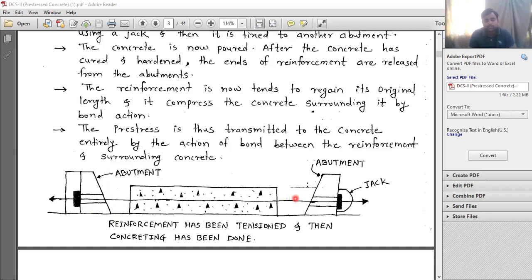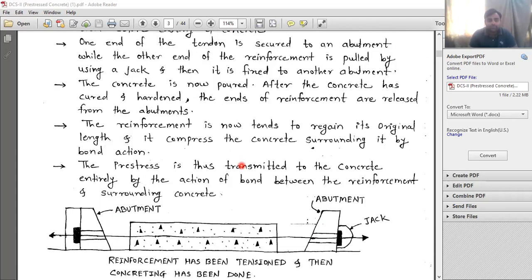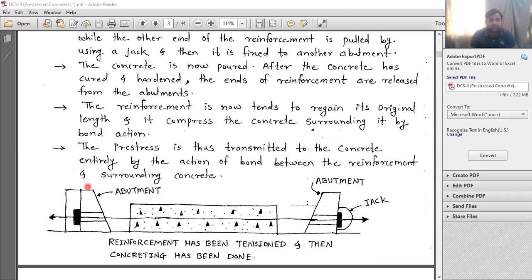Okay. This is the steel bar. This is the tendon, and now this is fixed to the abutment. And what is done now? So at one end it is fixed to the abutment, at the other end it is fixed to the abutment, plus a jack assembly is attached here. Okay, the jack is attached here.